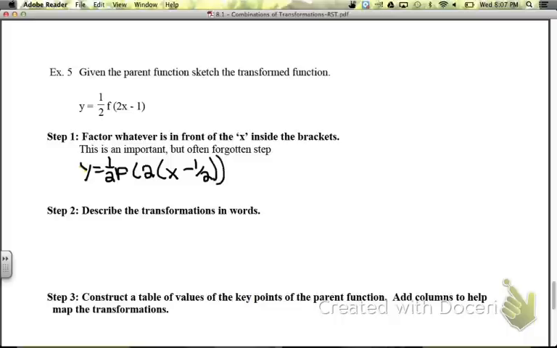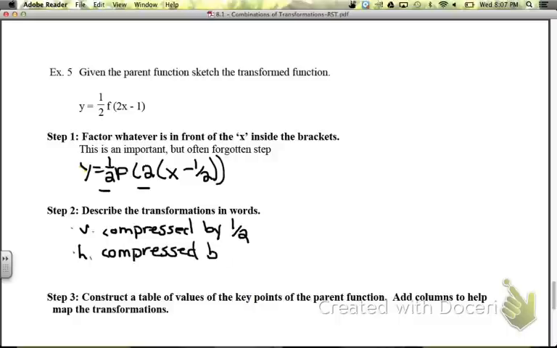So now let's state what our transformations are. This half here tells me that we have a vertical compression, so vertically compressed by a half. This 2 here tells me that we have a horizontal compression by a half, and this minus a half tells me that we are going to move a half unit right.